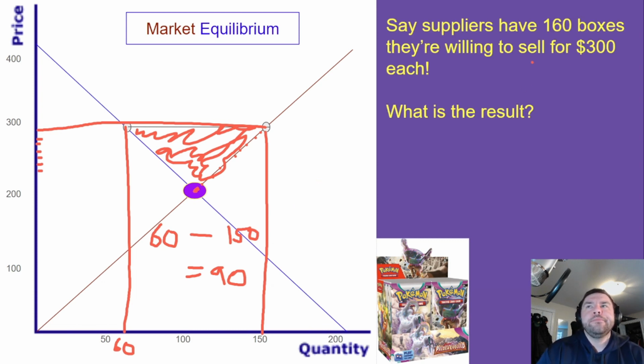All right. So 160 boxes, ballpark, really. So what's the result? It's going to be a surplus, right? We're above the intersection of the curves, and supply far outweighs demand. And you could say that that's the case for some Scarlet and Violet product right now. Okay.